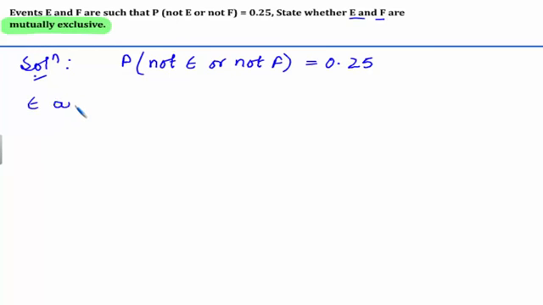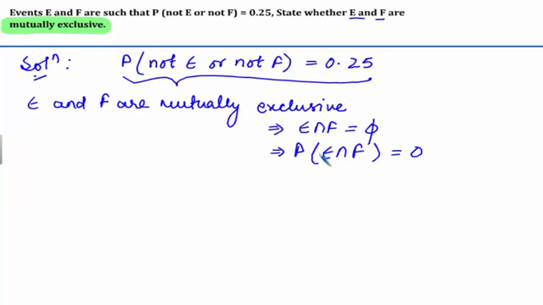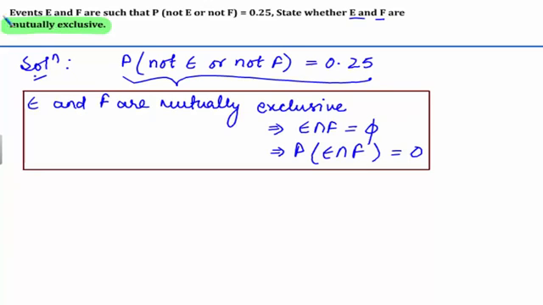Now, E and F are mutually exclusive implies that E intersection F is an empty set, that is E and F are disjoint sets. This implies that probability of E intersection F is equal to 0. So from here we will find probability of E intersection F. If it comes out to be 0, then we will say that E and F are mutually exclusive events, otherwise not.